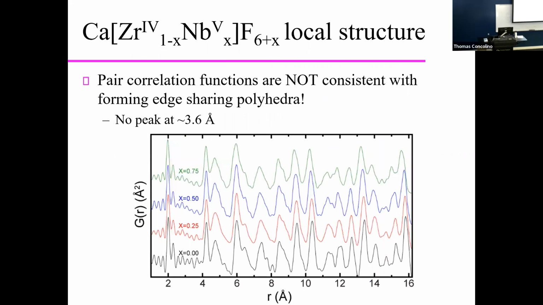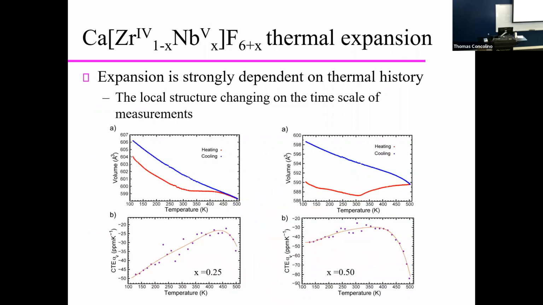We do the pair distribution function studies. This is where we measure scattering data out to really tiny d-spacings, Fourier transform it, and look for peaks in the pair correlation function that might indicate the presence of edge-shared polyhedra. So we look at 3.6 angstroms and nothing. Interesting. So excess fluorine in this system does not give us a corner to edge sharing conversion. We should really have expected that, looking back.